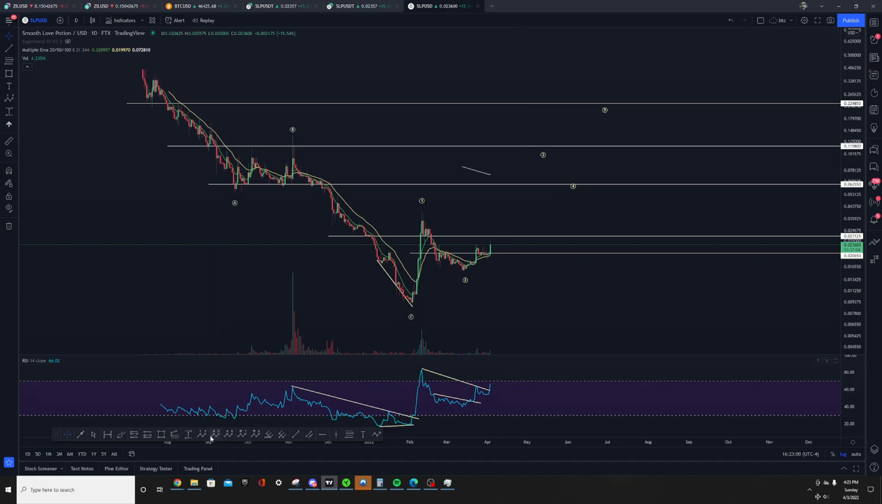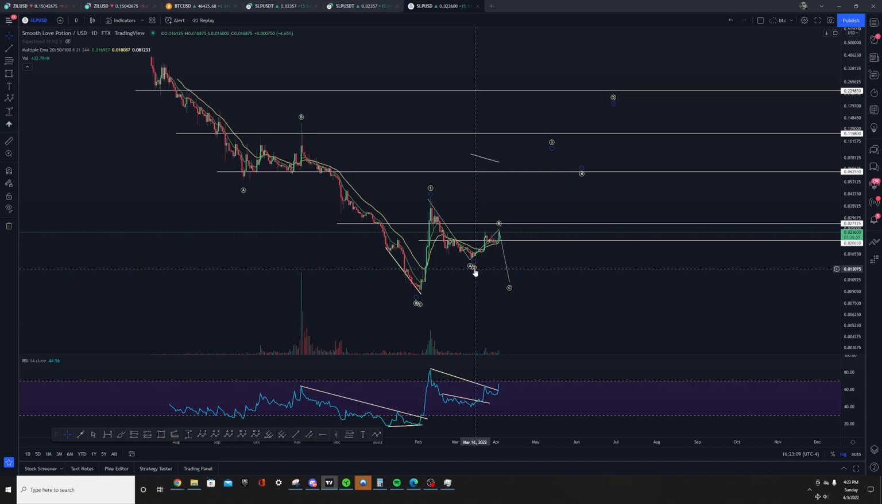The alternative is that it can turn into this. I don't think so, just because of the way RSI is supporting this. So it could be an ABC like this, and we have a longer drawn out wave too. But I don't think so. We're just going to remain on this case for now.